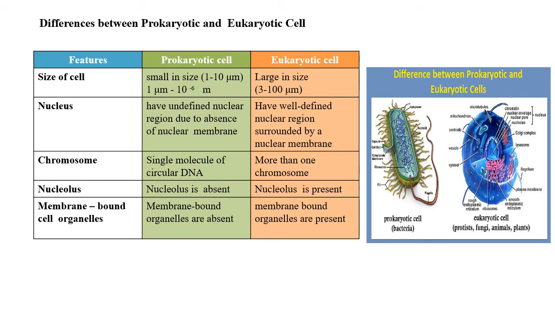Chromosome. In prokaryotic cell, it is a single molecule of circular DNA. In eukaryotic cell, there is more than one chromosome. Nucleolus. It is absent in prokaryotic cell. Nucleolus is present in eukaryotic cell. Membrane-bound cell organelles. Membrane-bound organelles are absent in prokaryotic cell. Membrane-bound organelles are present in eukaryotic cell.